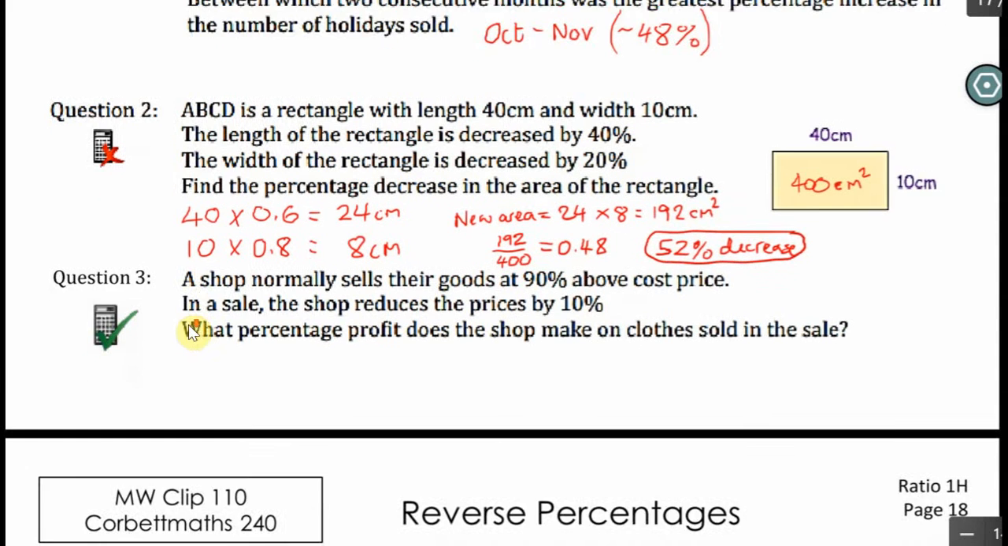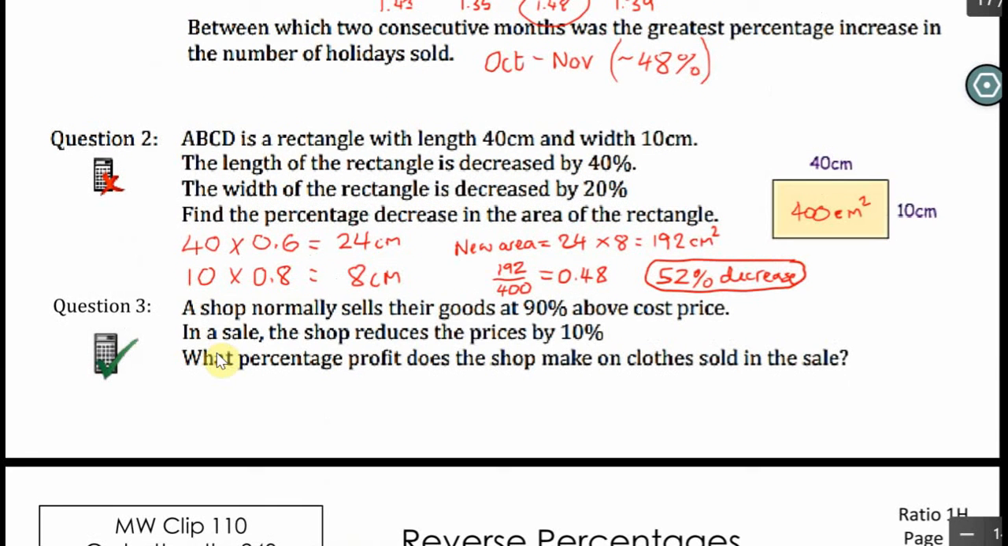Okay. Now, number 3, a shop normally sells their goods at 90% above cost price. In a sale, the shop reduces the prices by 10%. What percentage profit does the shop make on clothes sold in the sale? So what this normally means is that they would buy a product themselves and then sell it for a 90% profit. So you might be tempted just to take 10% off and say they're going to make an 80% profit, but that's not actually what's going to happen here.